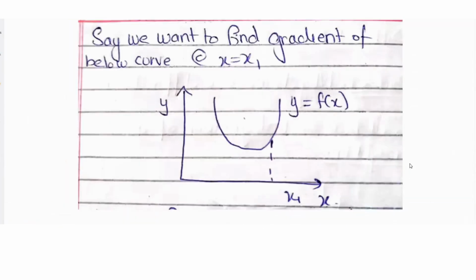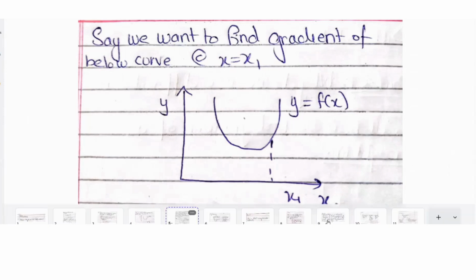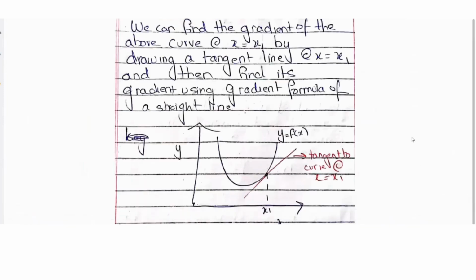Say we want to find the gradient of the below curve y is equal to f(x) at x is equal to x1. So what we'll do is we'll use the concept of tangent lines to find the gradient of the curve at the point x is equal to x1. We can find it by drawing a tangent line at x is equal to x1. Remember, a tangent line is a line that just touches the curve at one point. So if I draw a tangent line at x is equal to x1, it will just touch the curve at x is equal to x1.